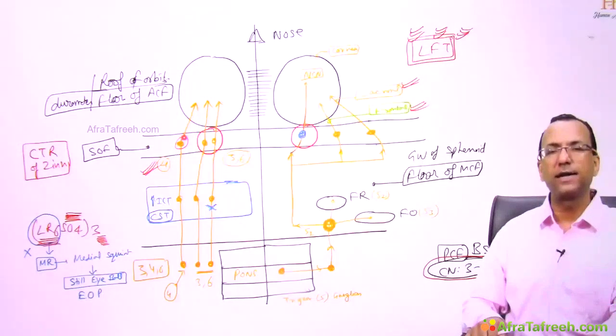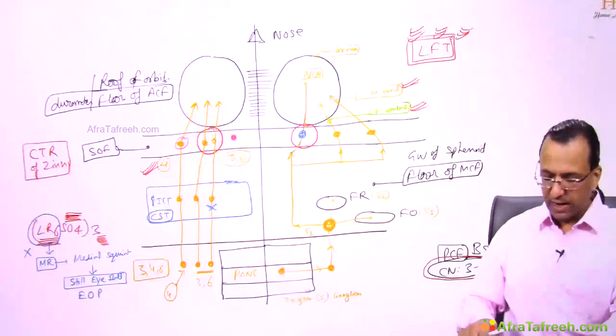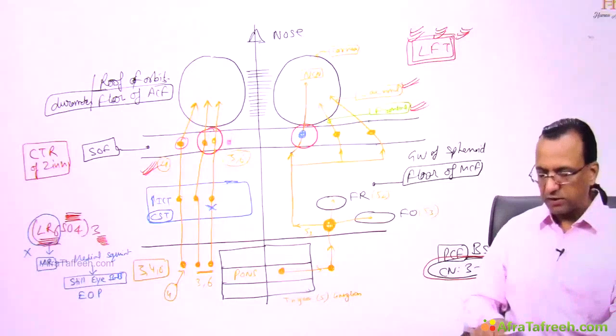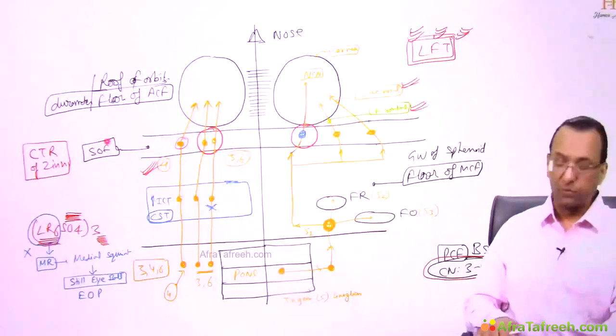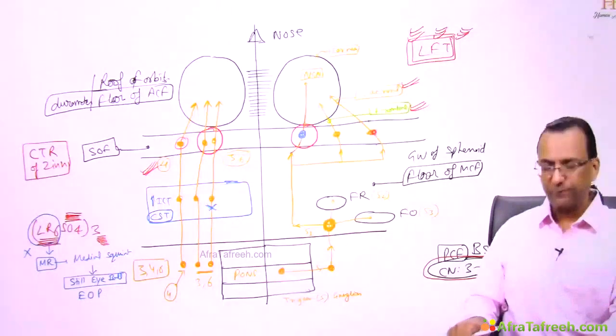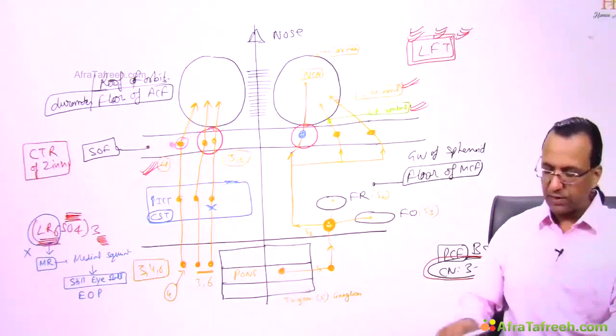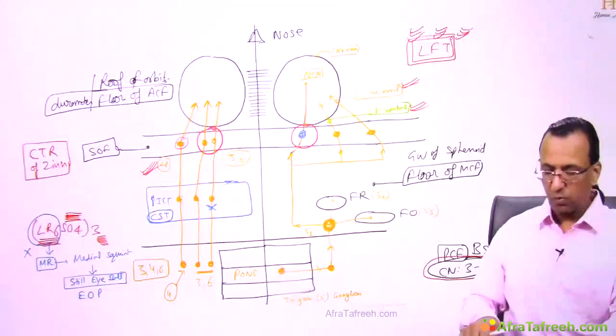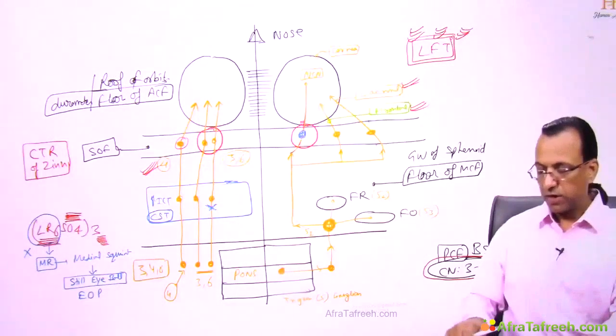Then who is inside the ring of Zinn? Number 3, 6 and the nasociliary nerve. So there are 6 nerves passing through the superior orbital fissure, and 3 are inside and 3 are outside the ring of Zinn. Who is inside the ring of Zinn? The number 3, 6. And who is the third one? The nasociliary nerve, branch of the trigeminal, ophthalmic.